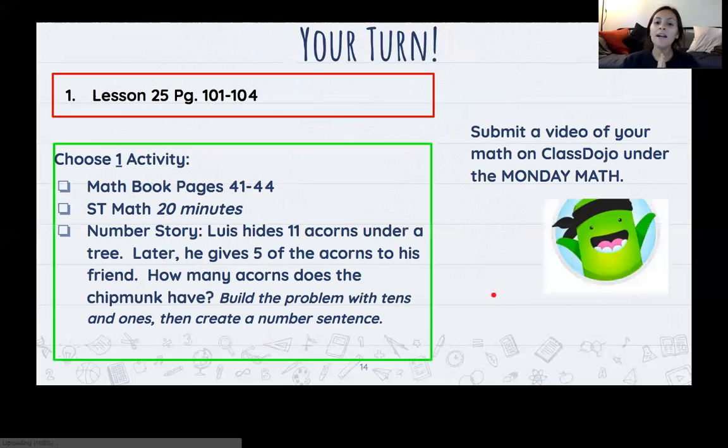All right, finally, it is your turn. Today, your activity that you are submitting on Class Dojo with a video is Lesson 25, page 103 to 104. After that, you can choose one activity to do. Math book pages 41 through 44, ST Math for 20 minutes, or the number story we just did you can do, and you can use that. Make sure that you do your main activity and then choose one. You don't have to do all of these.